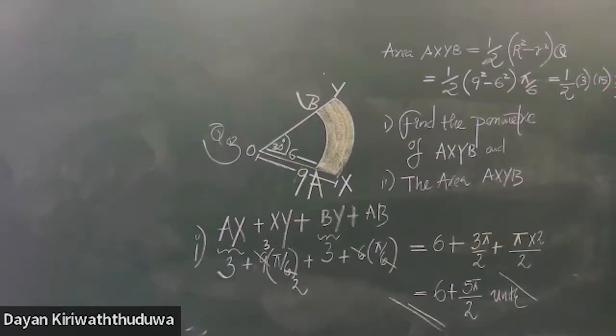Right? So now we can simplify further. We have 3 times 1, 3 times 2. So game over. This is 15 pi over 4 square units.